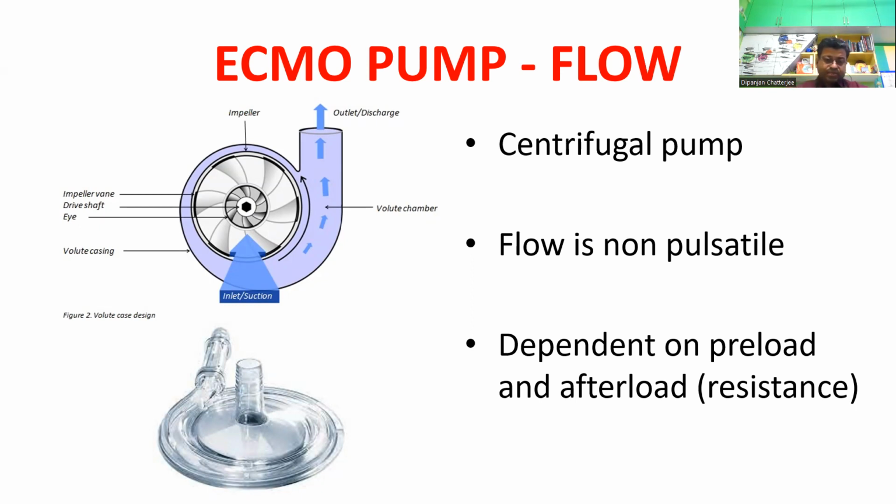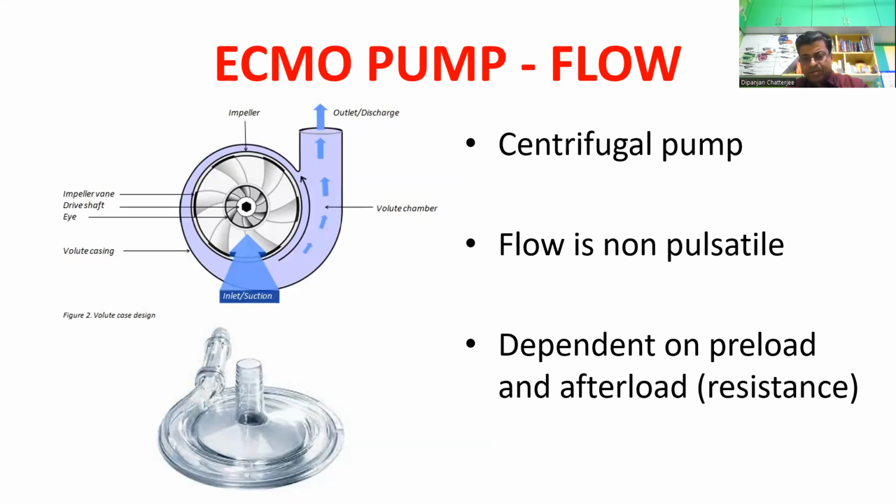Coming to the pump segment. The pump in our modern ECMO machines is a centrifugal pump. There is an inlet, there is an outlet, and in between there is a vane that is almost like a fan's blade. Because of the rotation of this fan's blade, you will generate a force, this centrifugal force, to push the blood through the circuit.